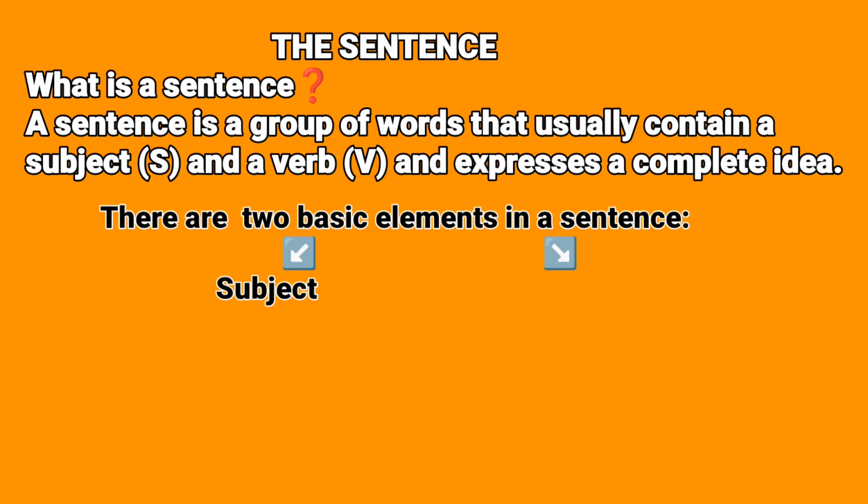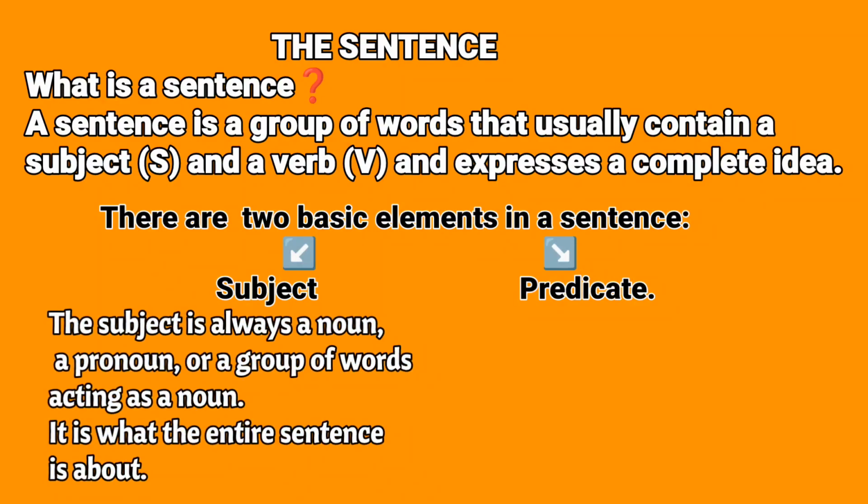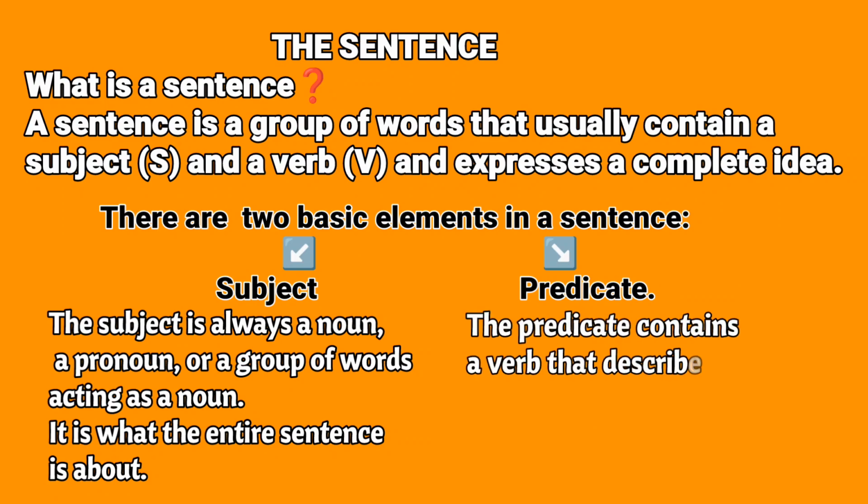There are 2 basic elements in a sentence, the subject and the predicate. The subject is always a noun, a pronoun, or a group of words acting as a noun. It is what the entire sentence is about. Meanwhile, the predicate contains a verb that describes the subject.